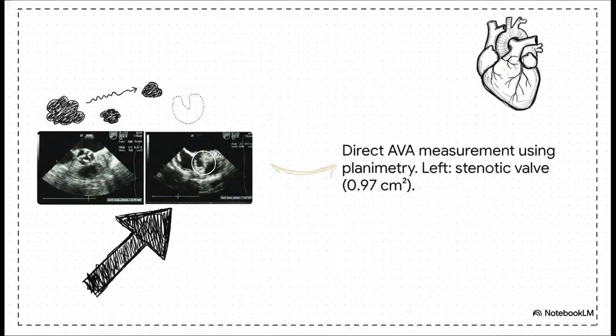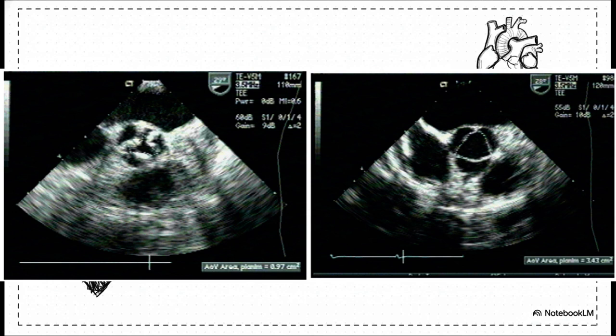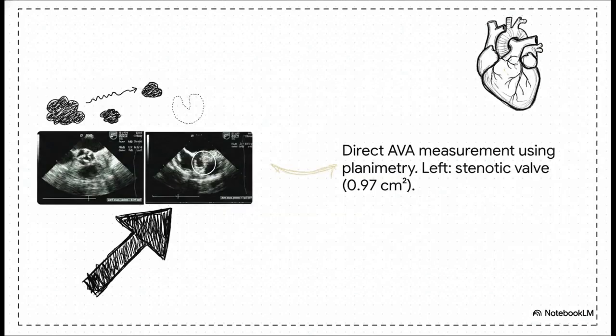Now, one way we can measure that area is with a technique called planimetry. It's pretty straightforward. We get this mid-esophageal short axis view, we freeze the frame right when the valve is at its widest opening, and we literally trace the orifice. As you can see, the machine calculated an area of 0.97 square centimeters, which lands it in that severe category.